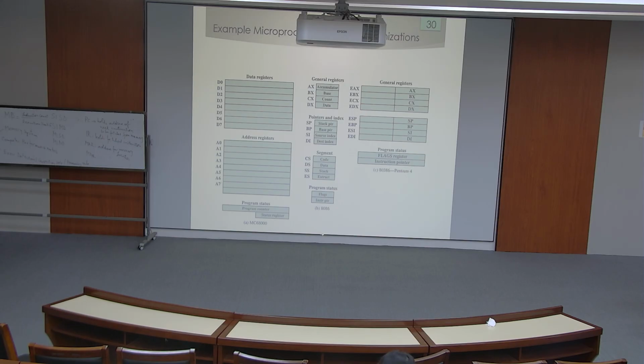You also need to understand the length of each segment in our 8086 microprocessor. We talked about it when we learned about the 8086 microprocessor architecture, the execution unit, and the BIU. This is a register organization from the MC68000, and this is for the Pentium 4, 80386.